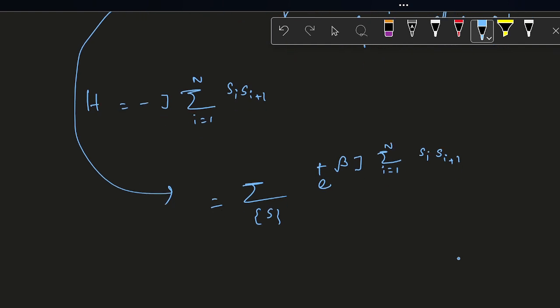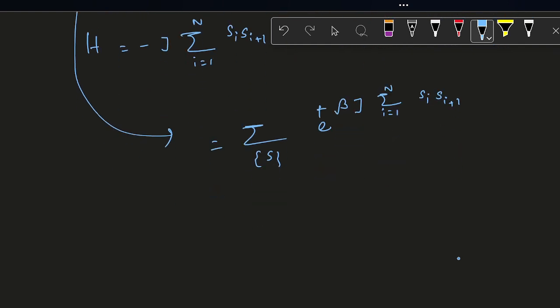Right. So now we have plugged in the value of the Hamiltonian in the partition function. Now we can break it down further, and so basically you have a summation in the exponential power. So you know that e to the power of a plus b is nothing but e to the power of a into e to the power of b.